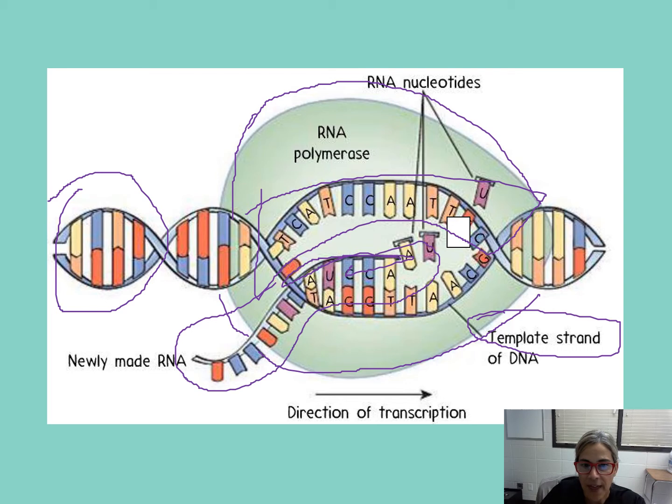Okay, once the transcription is done, so once we have this nice little piece of newly made mRNA that has grabbed that information, copied that information from the DNA strand, what ends up happening then is it separates, moves out of the nucleus and into the cytoplasm to look for a ribosome, and then the DNA will recoil itself back up.